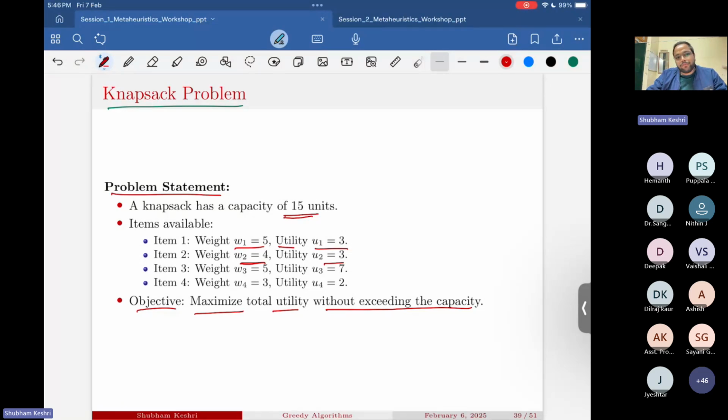Okay. So what kind of approach will you take to decide the solution for this problem? One approach can be a greedy approach. Okay. So this is the first approach, greedy approach. We will discuss two greedy approaches. First approach is pick the item with the highest utility. So over here, the highest utility item is 7, so the highest utility item is item 3. So I'll pick item 3.